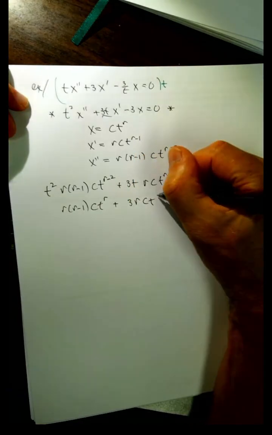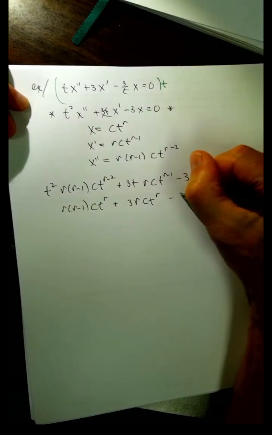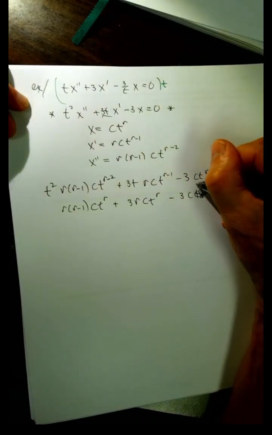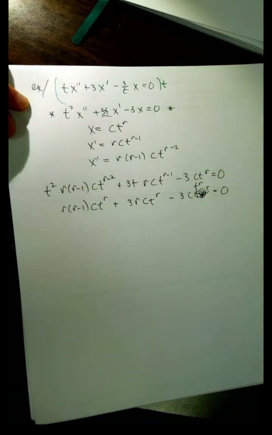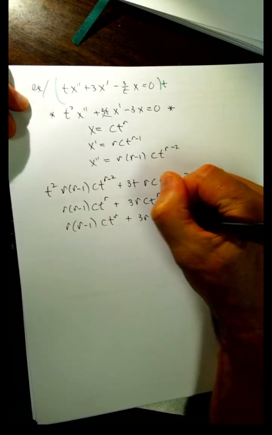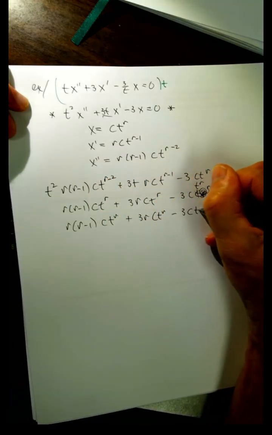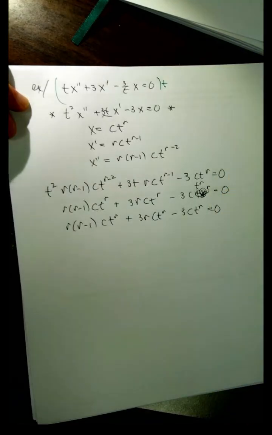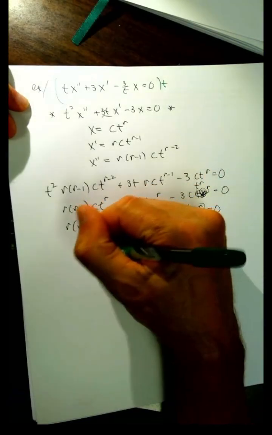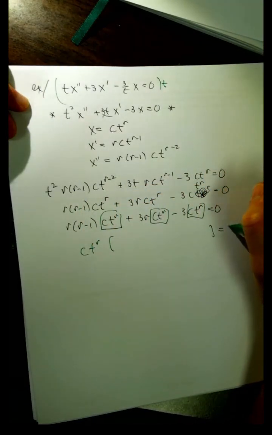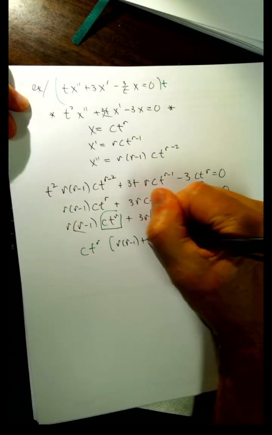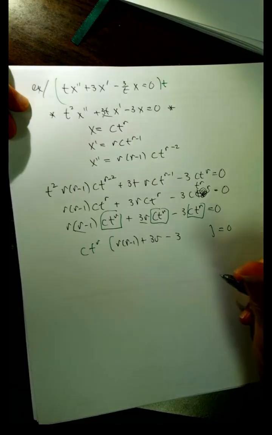T to the r minus 1 times t is t to the r, and I'm going to leave the final term alone. Oops, that should be ct to the r. Let me rewrite that because that's now a mess, sorry. Do my check. I get ct to the r, ct to the r, ct to the r, so that can be factored out. And what's left behind is my r times r minus 1 plus 3r minus 3.